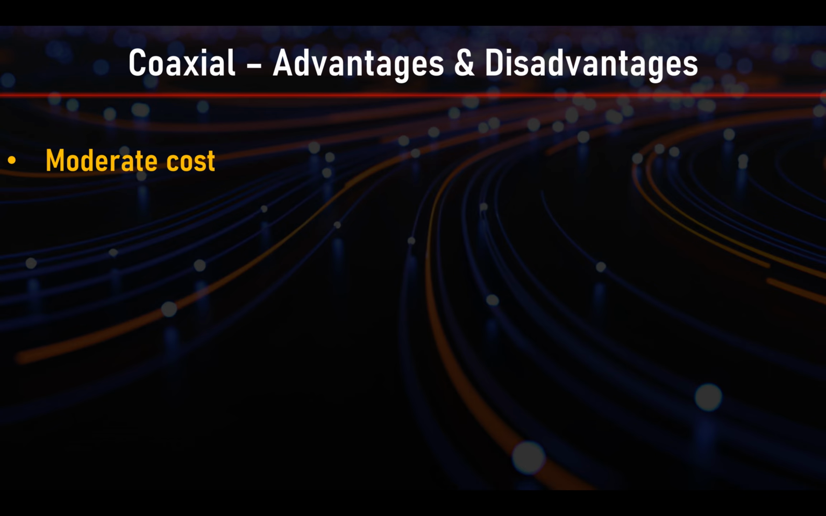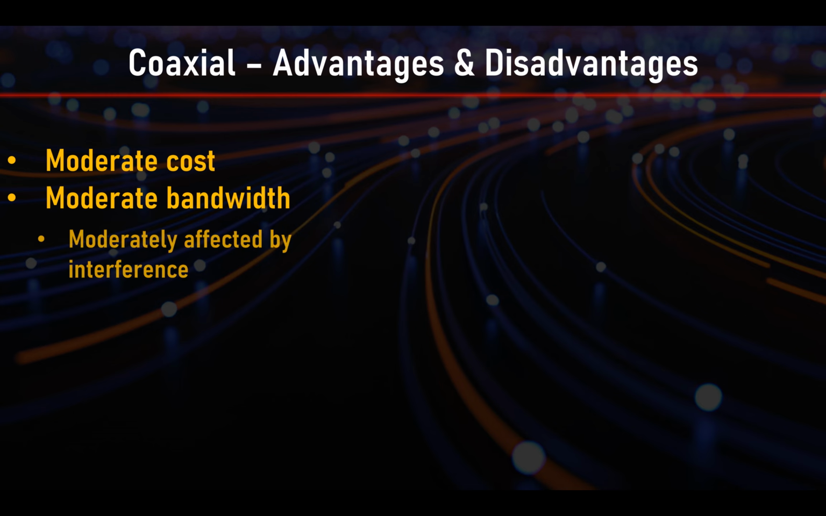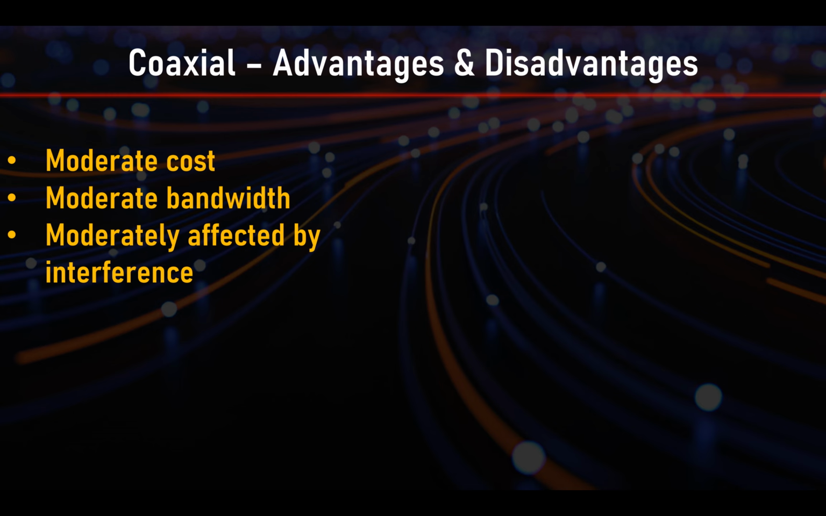Then if we look here, this one's quite easy, basically just moderate for everything, in the middle. Moderate cost: obviously more expensive than twisted pair, but cheaper than fiber optic, which we'll see next. Likewise the bandwidth: higher than twisted pair, but lower than fiber optic. Interference is the same idea: less affected by interference than twisted pair, however more affected compared to fiber optic.